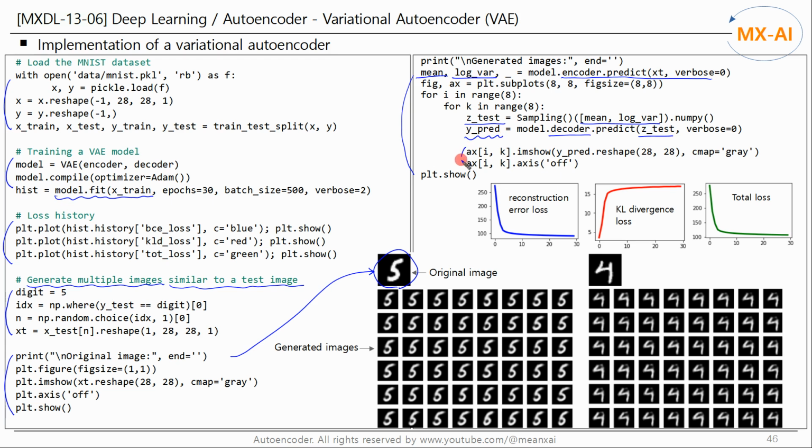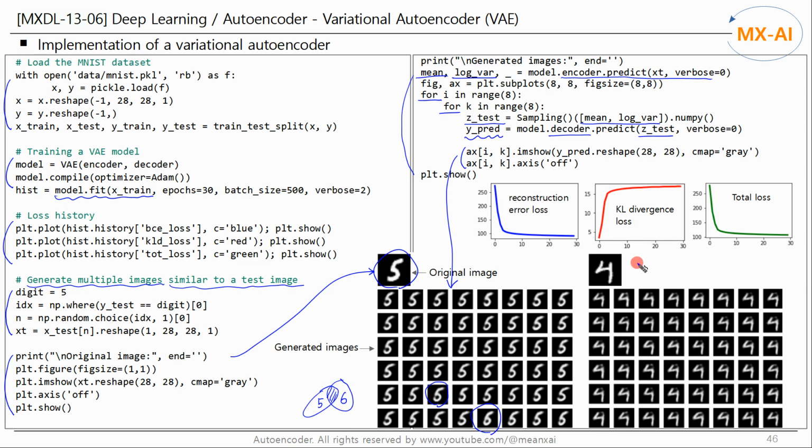Visualize the reconstructed image. Repeat this multiple times to generate multiple images. The results are as follows. Images similar to the digit 5 are generated. Most of them are similar to the original digit 5 image. Some are similar to digit 6 images. This is because the distributions of the digit 5 and the digit 6 overlap in the latent space.